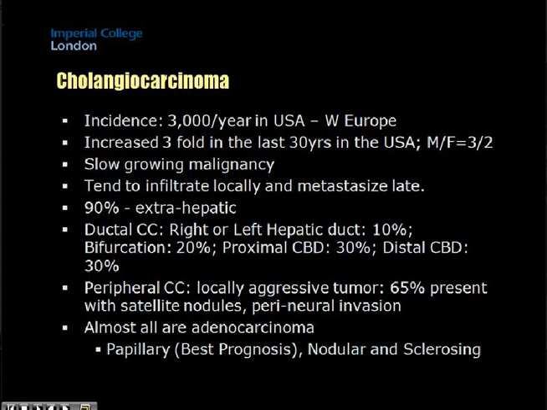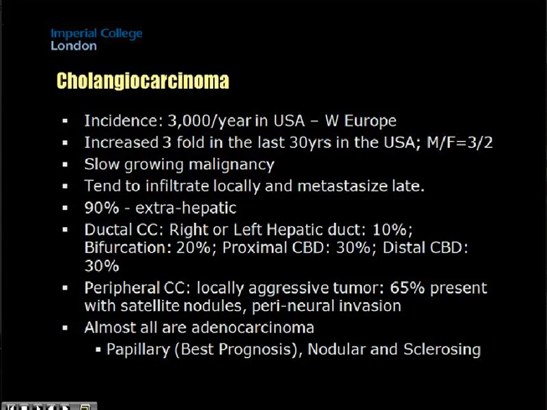Now, ductal carcinoma can be classified: those between the left and right side account for 10% of the cases. The bifurcation is affected in 20%, the proximal CBD in 30%, whilst the distal CBD accounts for 30% of the cases. Now, peripheral cholangiocarcinomas are locally aggressive tumors, and over 60% actually present with satellite nodules, and these have perineural invasion.